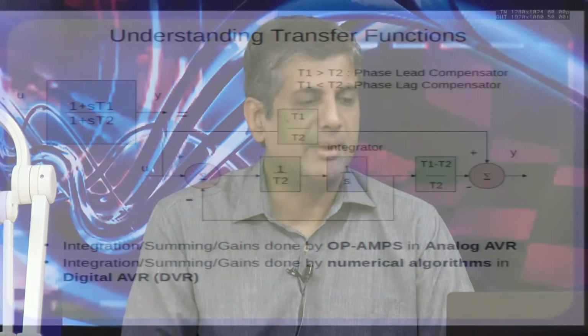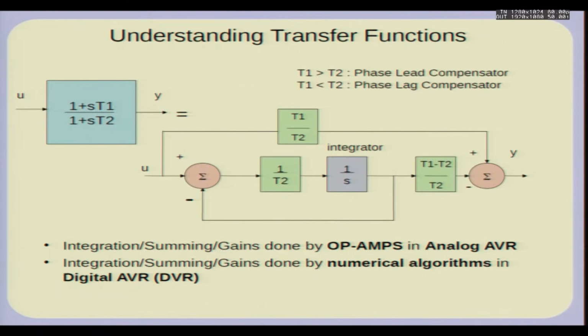So, a control system is of course something which is designed, but sometimes even a linear plant, or the thing you want to control, may also be modeled by transfer functions or differential equations which are converted to transfer functions. Now, remember that if it is a control system, these transfer functions may be implemented using a digital system. In fact, integration, summing and gains are usually done by op amps in analog control systems.